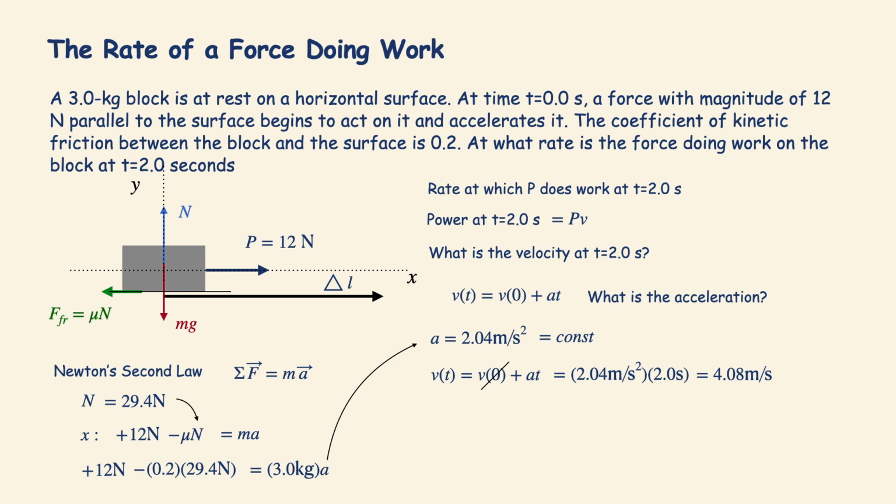what is the rate at which the force is doing work on the block at 2 seconds. That will be equal to the pushing force P, 12 newtons, times the velocity at 2 seconds, which is 4.08 meters per second. And for the final answer, I determined that the rate, or the power at t equal 2 seconds, is equal to 48.96 watts.